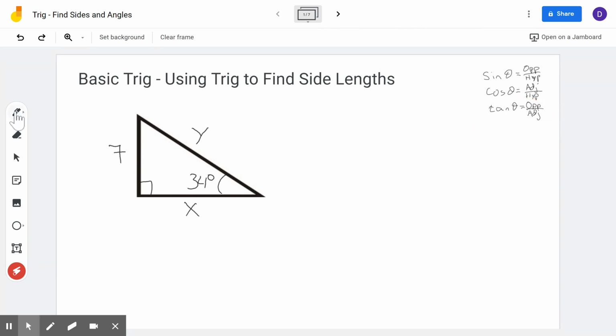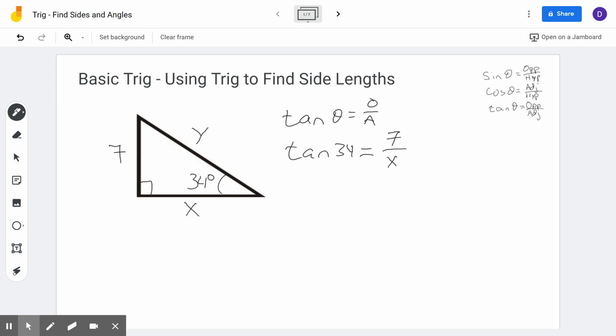Which of these does not use the hypotenuse? Tangent. So you're going to use a tangent, so write down the tangent ratio. The tangent of theta is opposite over adjacent. Now, what is your angle? Your angle is 34 degrees, so let's write tangent of 34 degrees equals, now what is my opposite side? 7 over my adjacent, which is x.